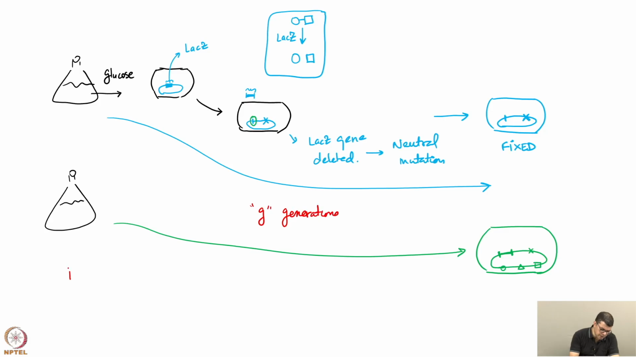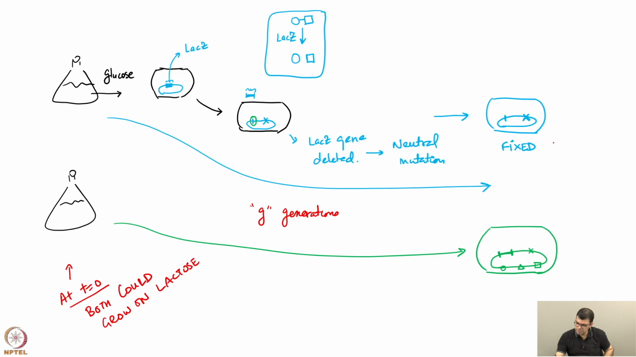and at t equal to 0 both could grow on lactose, and from here onwards only one of them can grow on lactose and evolve to become better on growth on lactose, which is this individual. This individual cannot evolve on lactose as we move forward, and that is a result.